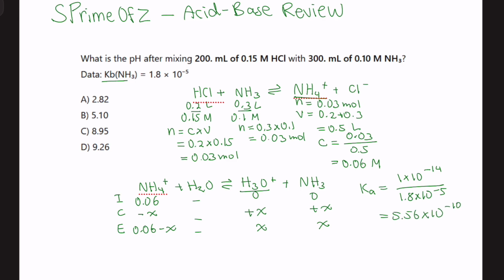Now before I move on with my calculation, I want to check if this follows the small x approximation. What that is: if the K value times 100 is less than the initial concentration, then x is small. So if I multiply this by 100, I'll get 5.56 times 10 to the negative 8, which is much smaller than my initial concentration of 0.06. So I know that x is small.